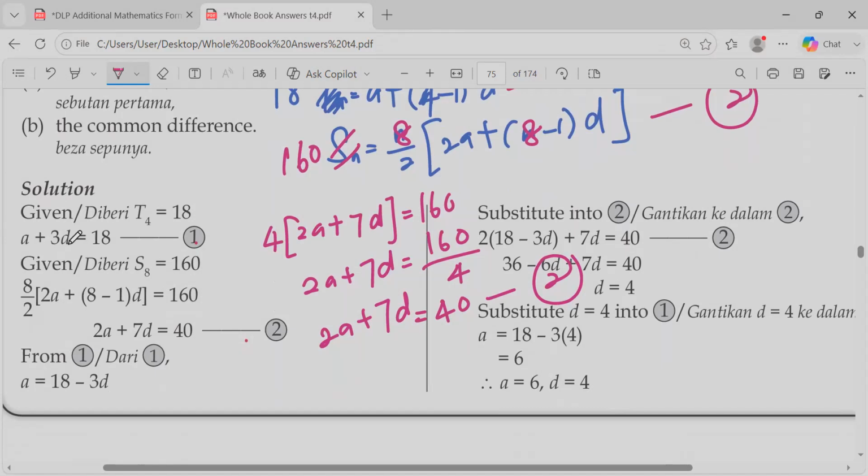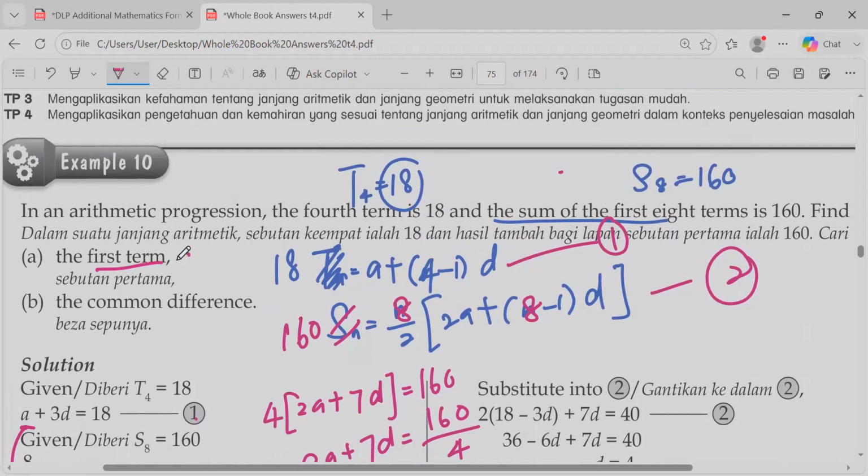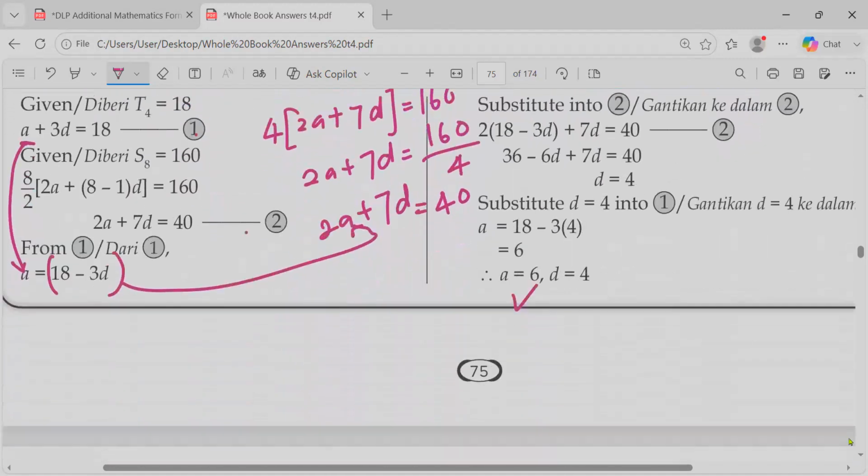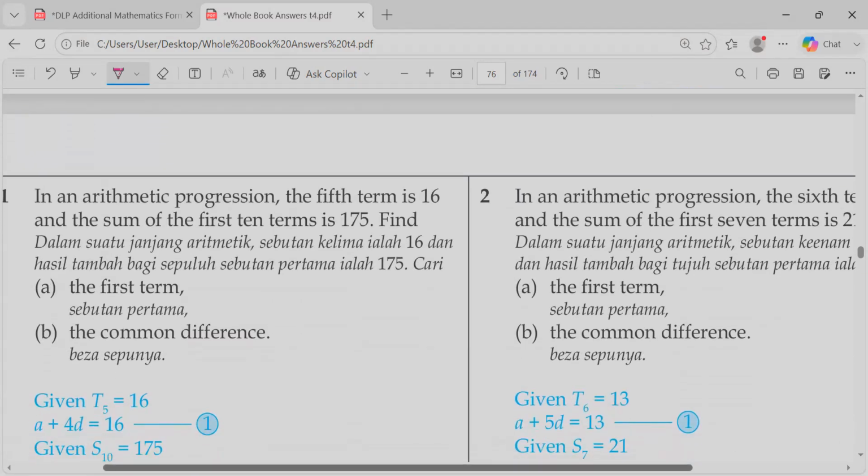I express A, and then substitute the A inside the A here. 2 times this, 18 minus 3D. 2 times minus 3D. So after that, you try to solve it, then we get D. And then we get A. So we have the A and D. A is 6, I get A is 6. And then we get common difference 4. Next. Look at the question. A similar question.